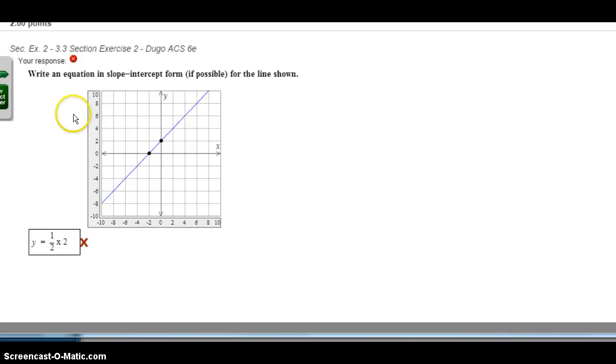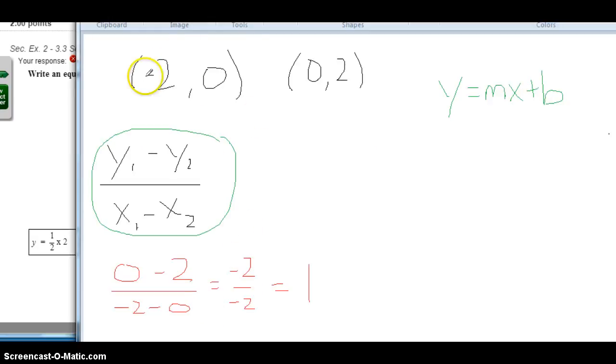For this problem, we're going to write an equation of this line in slope-intercept form. So first we need to determine what these 2 points are. This point right here is -2, 0. So again, notice each line is actually a jump of 2. -2, 0. And this one right here is 0, 2. So with those 2 points, -2, 0, and 0, 2, we need to find the slope between them first.